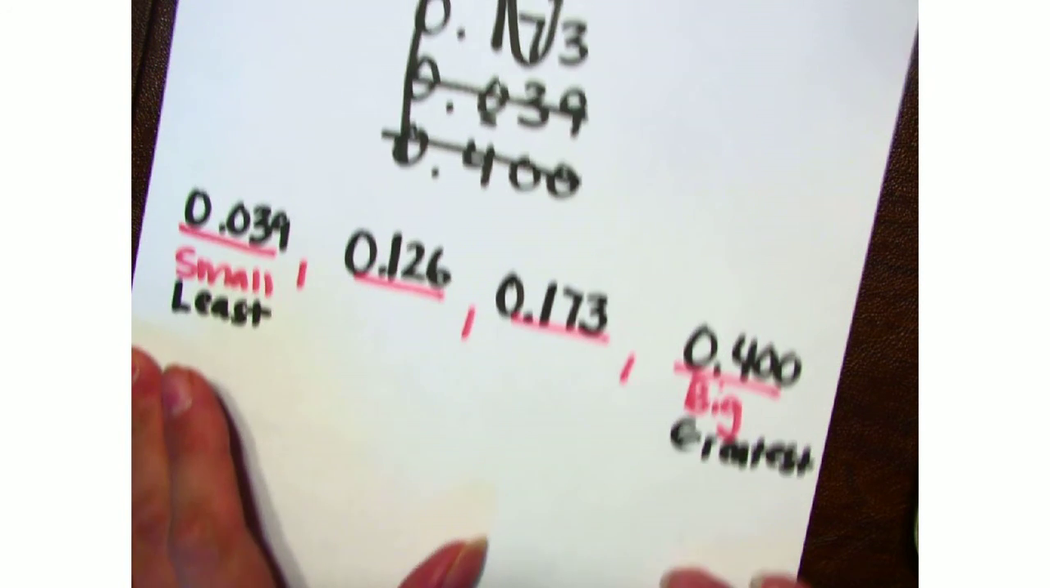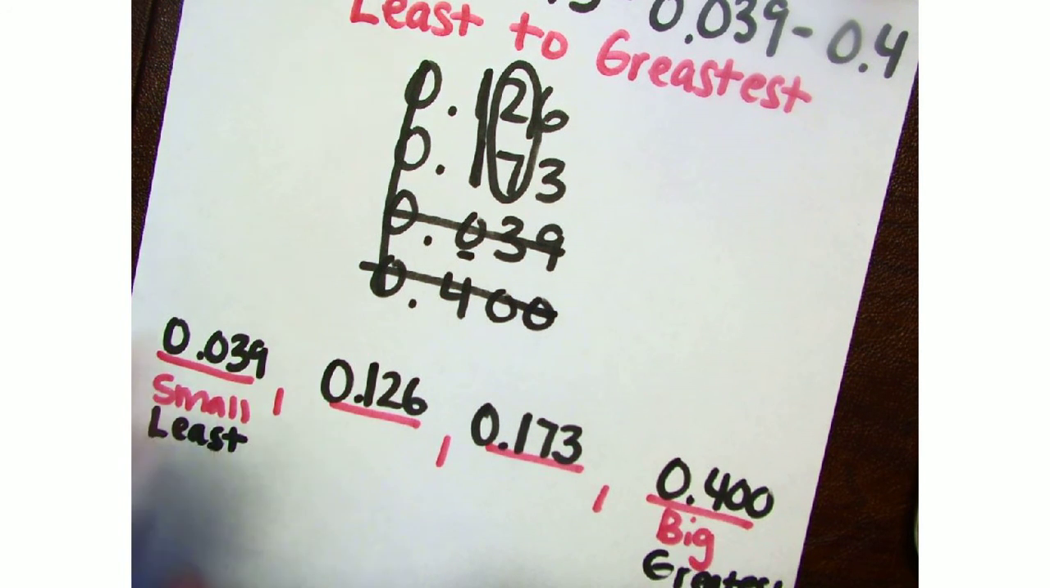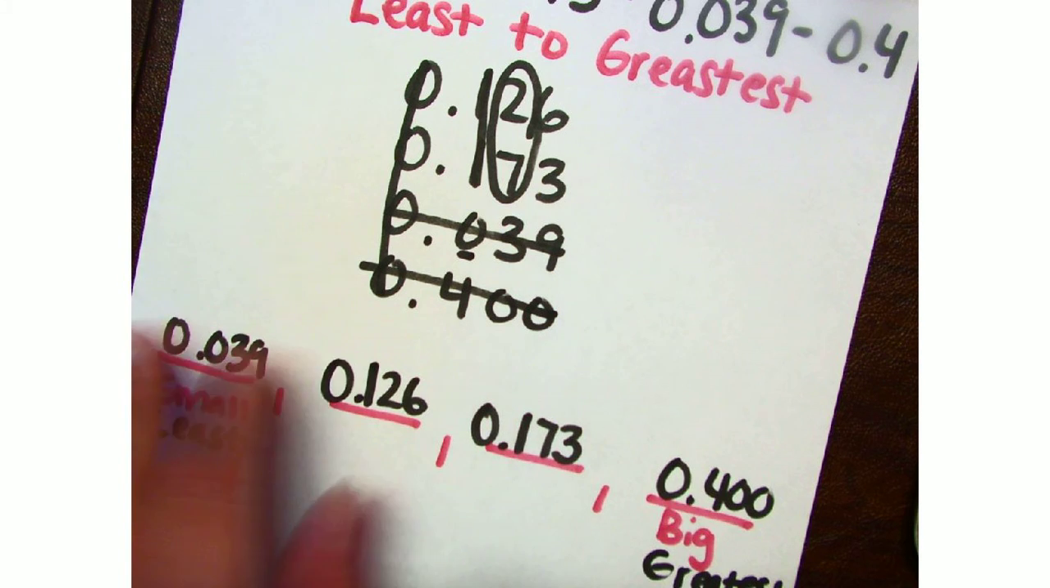Now, if you were to do it from greatest to least, you would have put this 0.4 first and then the 0.039 last. So it would have been the opposite order.